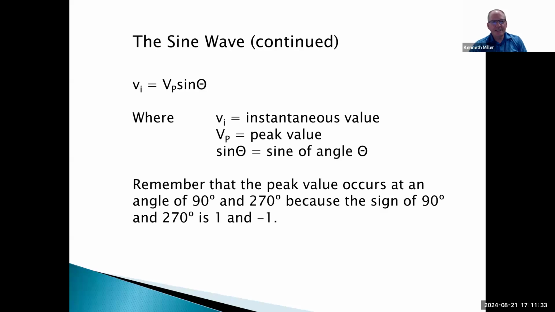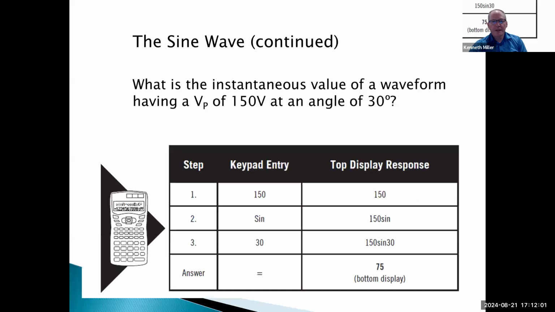So the instantaneous value is just the voltage peak times the sine of the angle that it's at. So you take sine of 90 or sine of 270, where it's 1 or -1, right? That's the very top and the very bottom. And that's where it's just the voltage peak, right? Because it's times 1 or -1. All right. So what is the instantaneous value of a waveform of VP of 150 at an angle of 30 degrees?